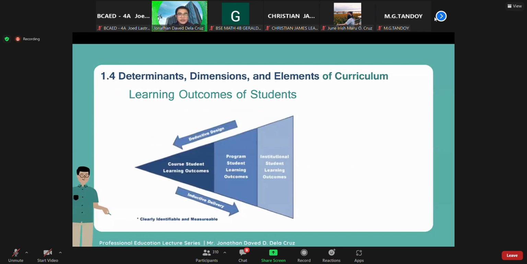Pakita ko lang din to, no? This is learning outcome of students. We have a deductive and inductive design. The deductive design is from institutional student learning outcomes to course student learning outcomes. While inductive delivery naman is course student learning outcomes to institutional student learning outcomes. This simply tells us that it always goes together, no? From the institutional level to the course and course to the institution.